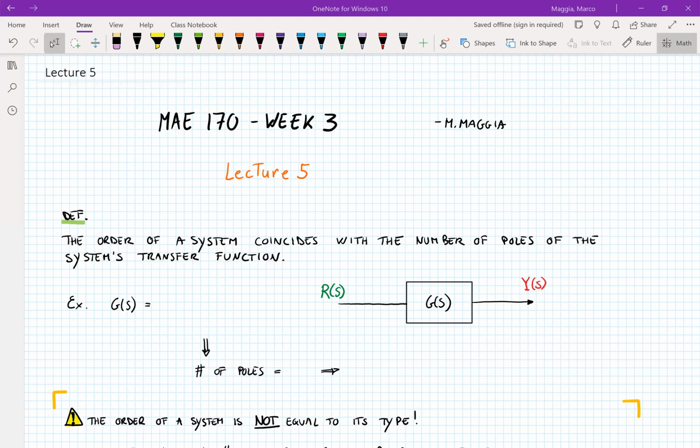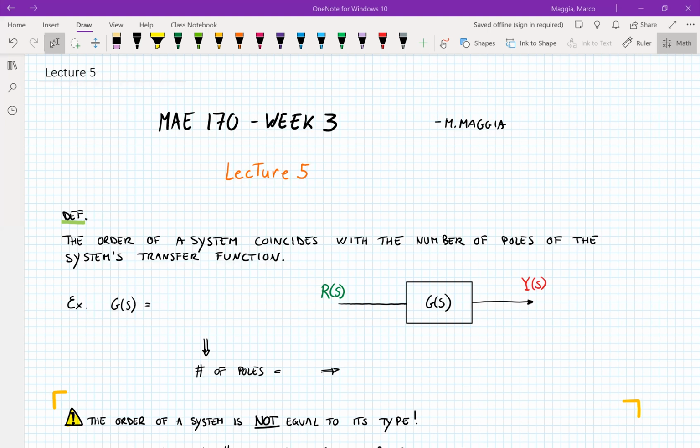Then we saw the error analysis and the concept of system types. We matched certain system type numbers with certain known inputs, and we found that the steady state error could be either 0, a finite value, or infinity. In this lecture, we're going to take a look at second order systems, and everything I will be talking about is in chapter 5 of your textbook.